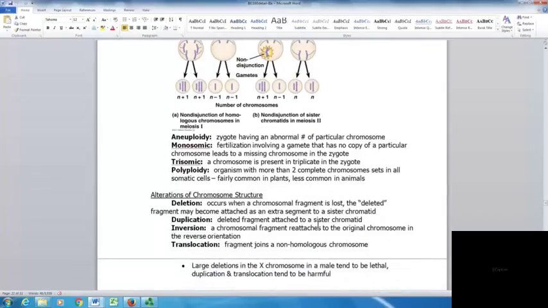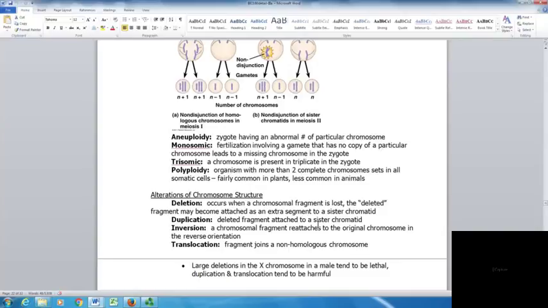Aneuploidy is when the zygote has an abnormal number of a particular chromosome. Monosomy is when you have fertilization involving a gamete that has no copy of a particular chromosome. So it's going to lead to missing a chromosome in the zygote. Most of these are not viable. There's only one that's viable in humans. Trisomy has a chromosome that's present in triplicate in the zygote. There are a few more of those that will survive.